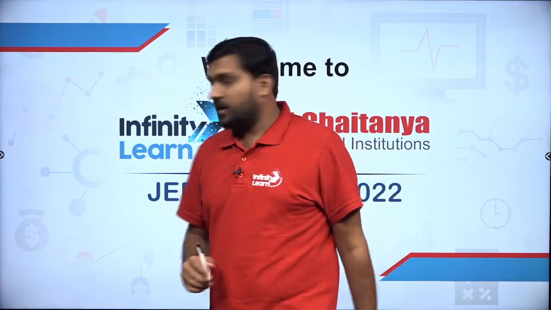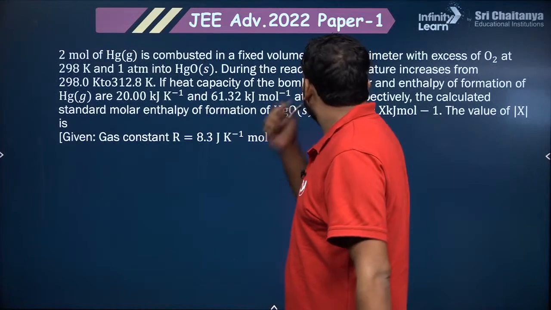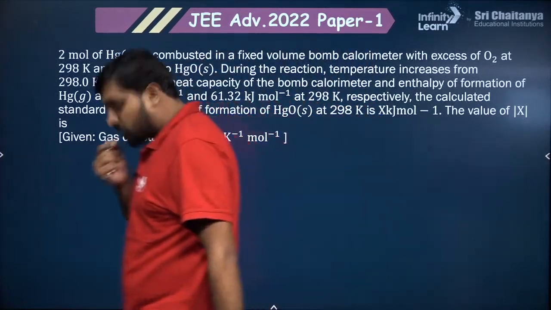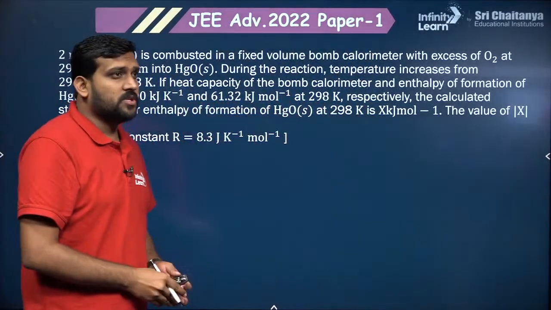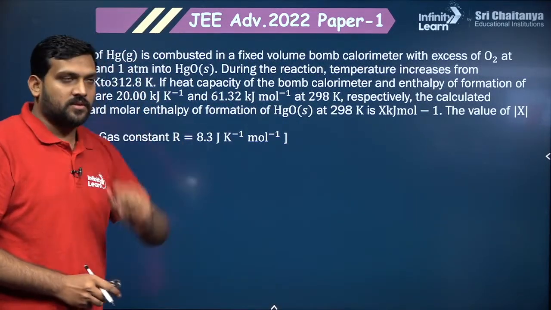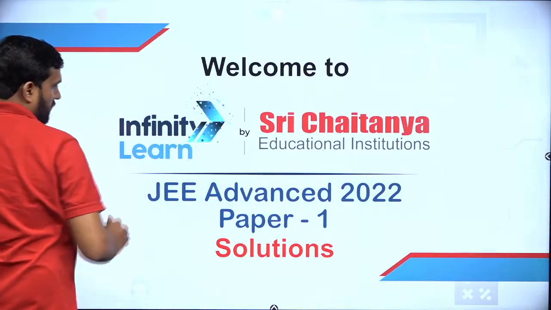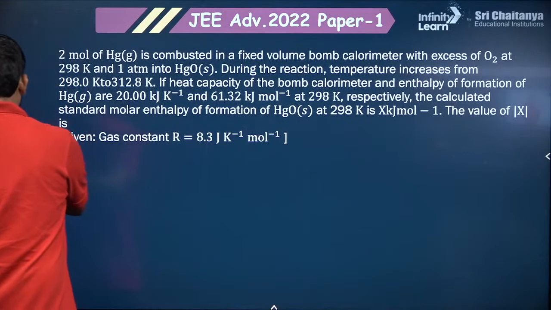Basically now we are going to discuss the chemistry advanced paper, paper 1 actually, and the first question is from the physical chemistry portion. This question is quite tough, I would say, because there were some intricacies involved in the question. Okay, so the question is, there is 2 mole, okay, sorry, just a minute.